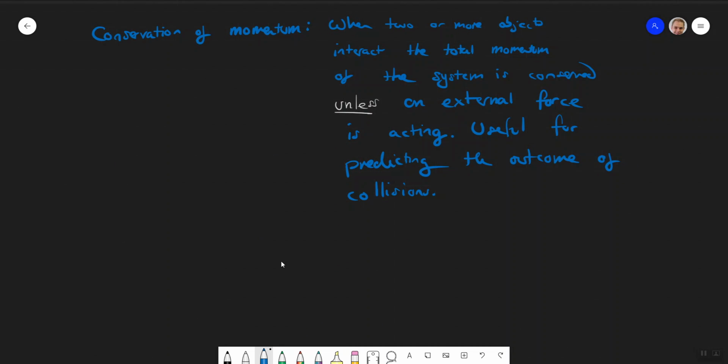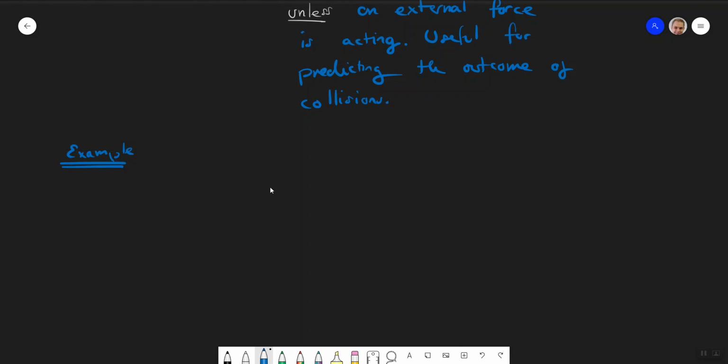Okay, and we can do a little example. Let's have an object A and an object B. Let object A have a mass of 0.40 kilograms, and a velocity of 1.2 meters per second, moving that way. And let's say we've got object B, a bit smaller, moving that way. It's got a mass of 0.1 kilograms, and a velocity of 0.2 meters per second moving to the left.